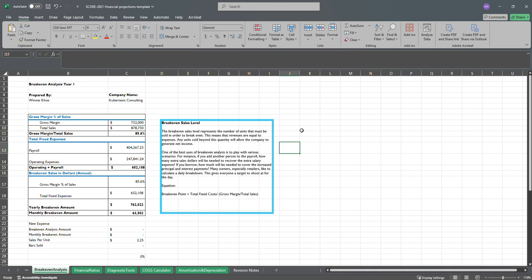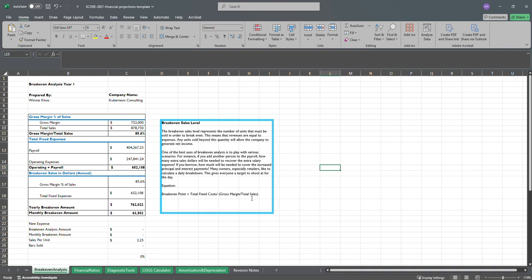So there is an equation here for the break-even analysis, down here. The break-even point is the total fixed costs over gross margin divided by total sales. And there's the calculation over to the left here. So we'll just go through it.